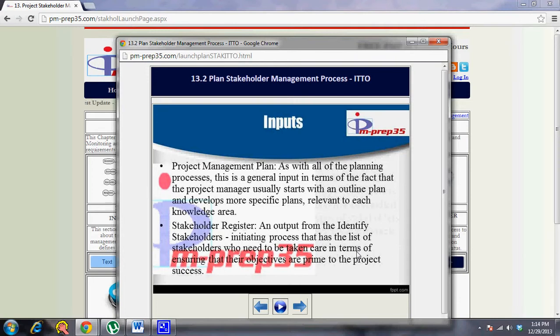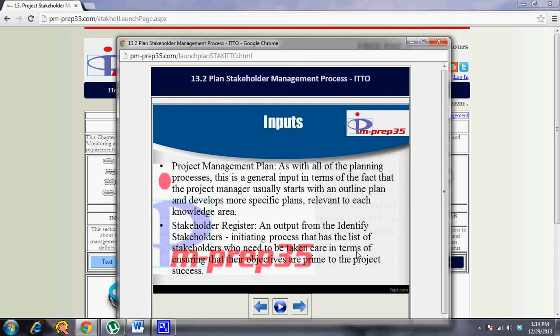Then the second input is the stakeholder register. The stakeholder register is the output of the identify stakeholders process. So you take all the stakeholders in the stakeholder register and understand their roles, responsibilities, their influence, and their current engagement level or current understanding of the project. Then from there you build. For example, you have some negative stakeholders. How will you keep them engaged in the project? How will you convince them that this project will meet their needs or is worth the investment? That kind of information comes from the stakeholder register.